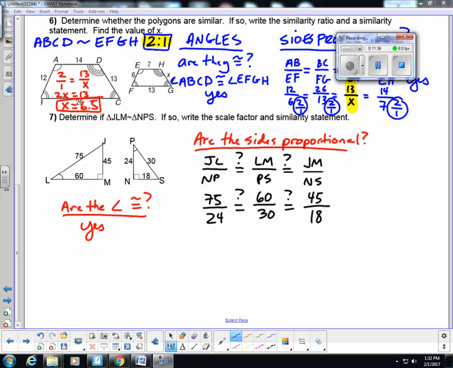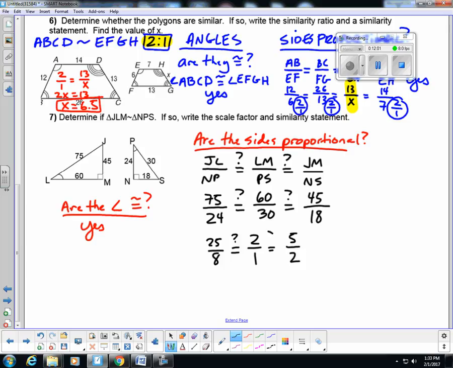Those three ratios in their most reduced form would be the following. 75 over 24. Does it reduce? Yeah, it does: 25 over 8. Is that equal to 60 over 30, which is 2 to 1? No. And then let's just check the 45 to 18. That will reduce as well to 5 to 2.